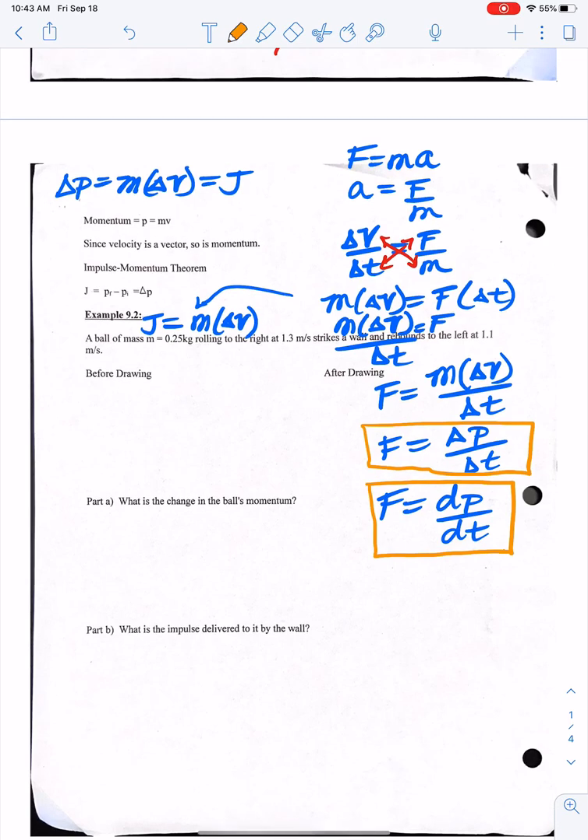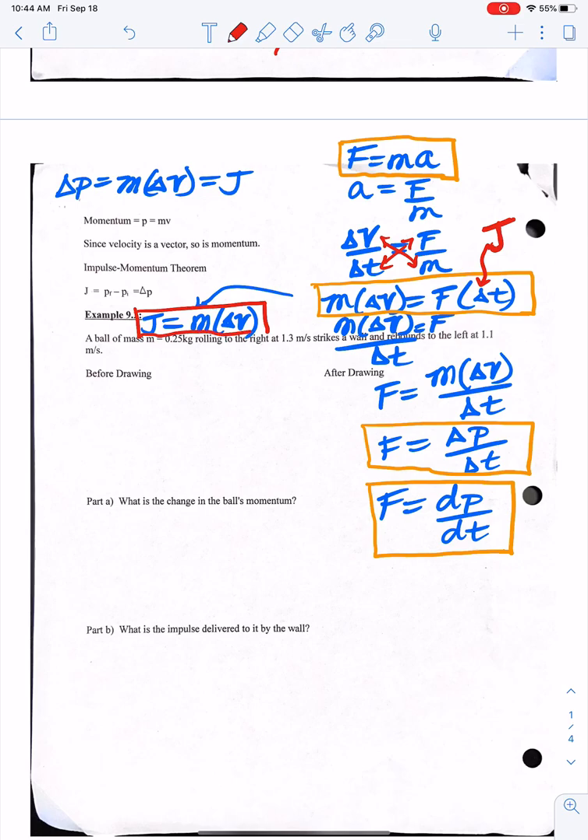But you can see that from F equals ma, which is what we normally think of as Newton's second law, we get this expression right here, which shows us that J, which is F times t, is also equal to m delta v. I just want to point these things out because it's going to be important in the next example.